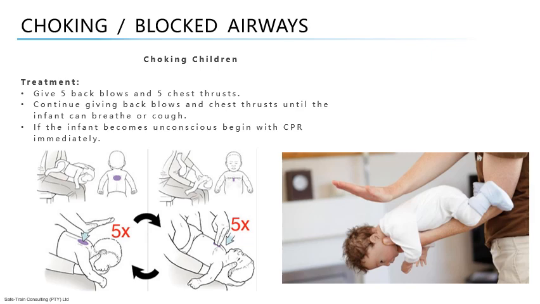Place the pads of the next 2 fingers just under the line. Raise your ring finger, and if you can feel the notch at the tip of the infant's breastbone, move your fingers up a little bit. Compress the infant's breastbone 4 cm with the pads of your fingers and then let the breastbone return to its normal position. Give 5 compressions. Continue giving back blows and chest thrusts until the infant can breathe or cough. If the infant becomes unconscious, begin with CPR immediately.